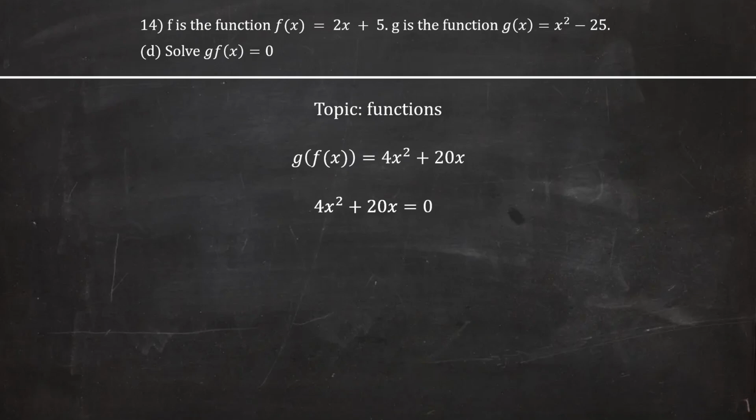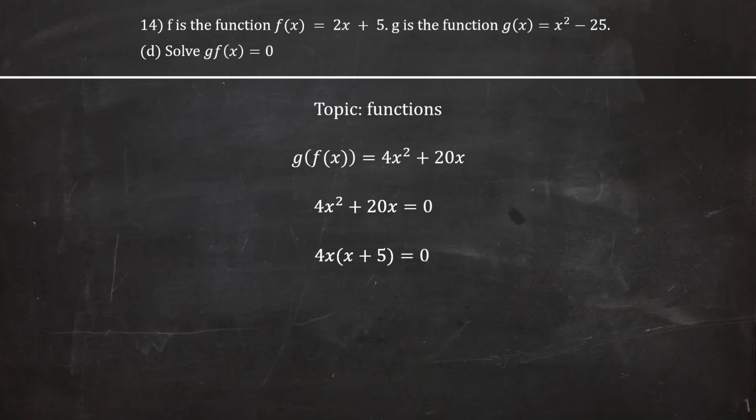Now this is a quadratic, but this is not a double bracket because we have a common factor here. Whenever you have a common factor, it is not going to be a double bracket. So the common factor here is 4x. Yeah, I know you could have divided by 4, same thing. So 4x bracket x plus 5 equal to 0.